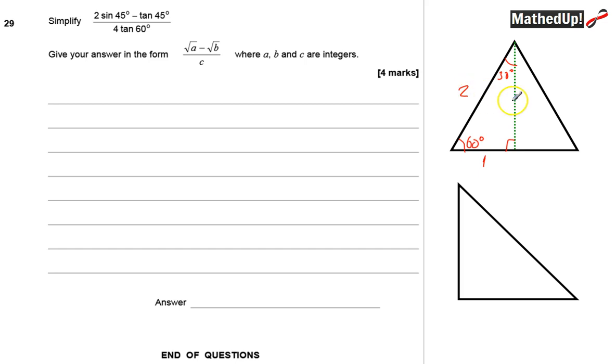And using Pythagoras, I should be able to work out this length here, because it's going to be 2 squared take away 1 squared, square rooted. So that's 4 take away 1, which is 3. So that there is going to be root 3.